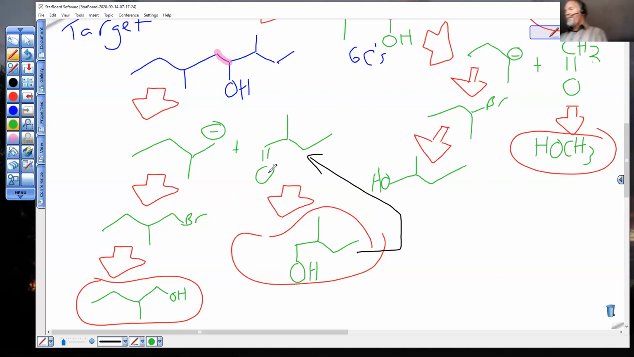You have 2 choices of chromium reagents, 2 major choices. Chromic acid, which would be a bad choice here. Please review chapter 10. Primary alcohols with chromic acid create carboxylic acids, not aldehydes. PCC will take a primary alcohol and make an aldehyde. I want to see PCC over that arrow.